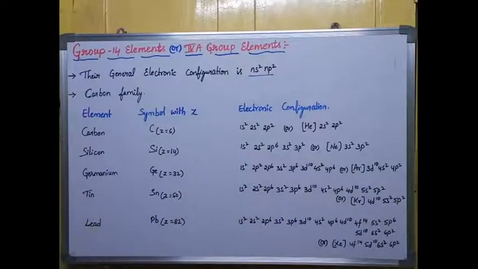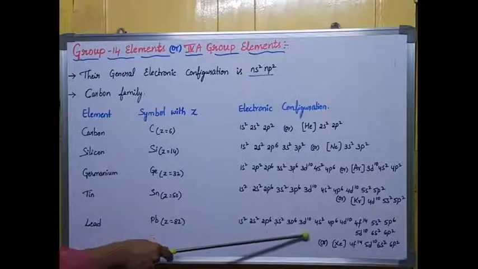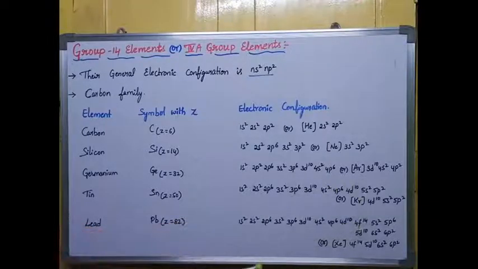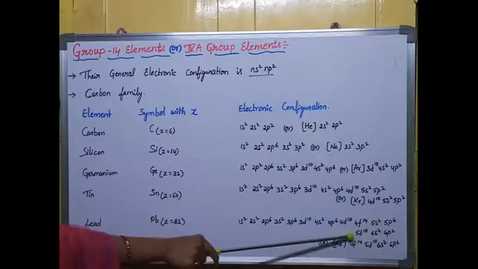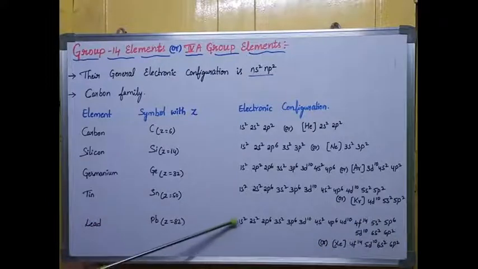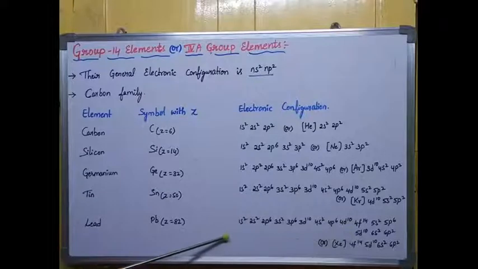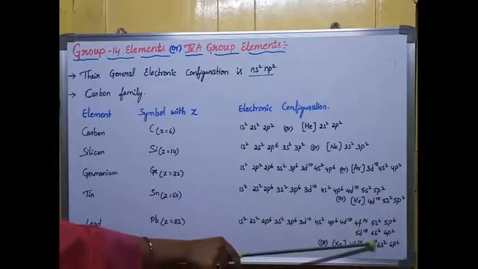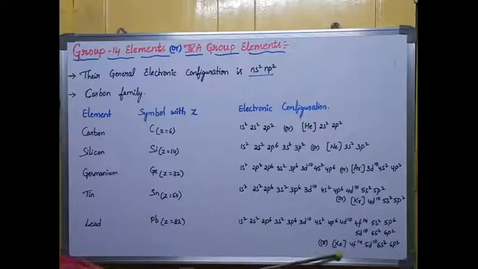Next, coming to lead. Lead has atomic number 82. If we fill the electrons, we get this configuration: 1s2, 2s2, 2p6, 3s2, 3p6, 3d10, 4s2, 4p6, 4d10, 4f14, then 5s2, 5p6, 5d10, 6s2, 6p2. Xenon is the element with atomic number 54. Writing up to here, we get 54, and next we get 4f14, 5d10, 6s2, 6p2. So xenon is replaced in place of 54 electrons. Totally we get 82 electrons in lead. So this is the electronic configuration of group 14 or 4th A group elements.